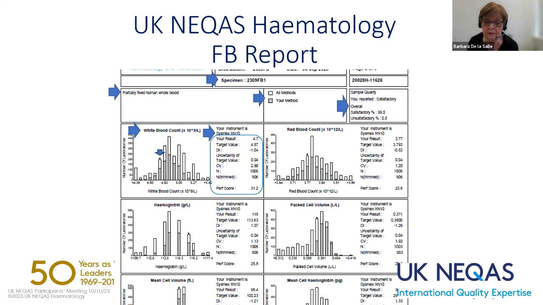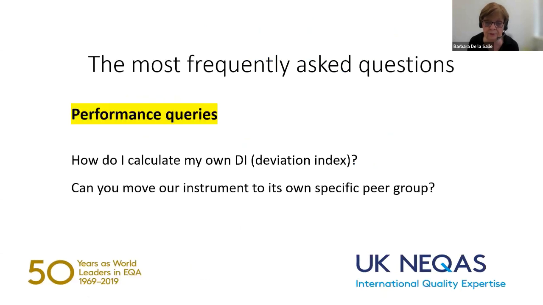So there's your result, the target value, your deviation index, which is the Z-score, how far you were from the target, and certain statistical items, such as the uncertainty of the target value, the coefficient of variation, the number of participants actually within that instrument group, and the trimmed number, which I will get onto, so the number that were actually used to calculate the target mean, and your performance score, which is shown graphically on the front page of the report.